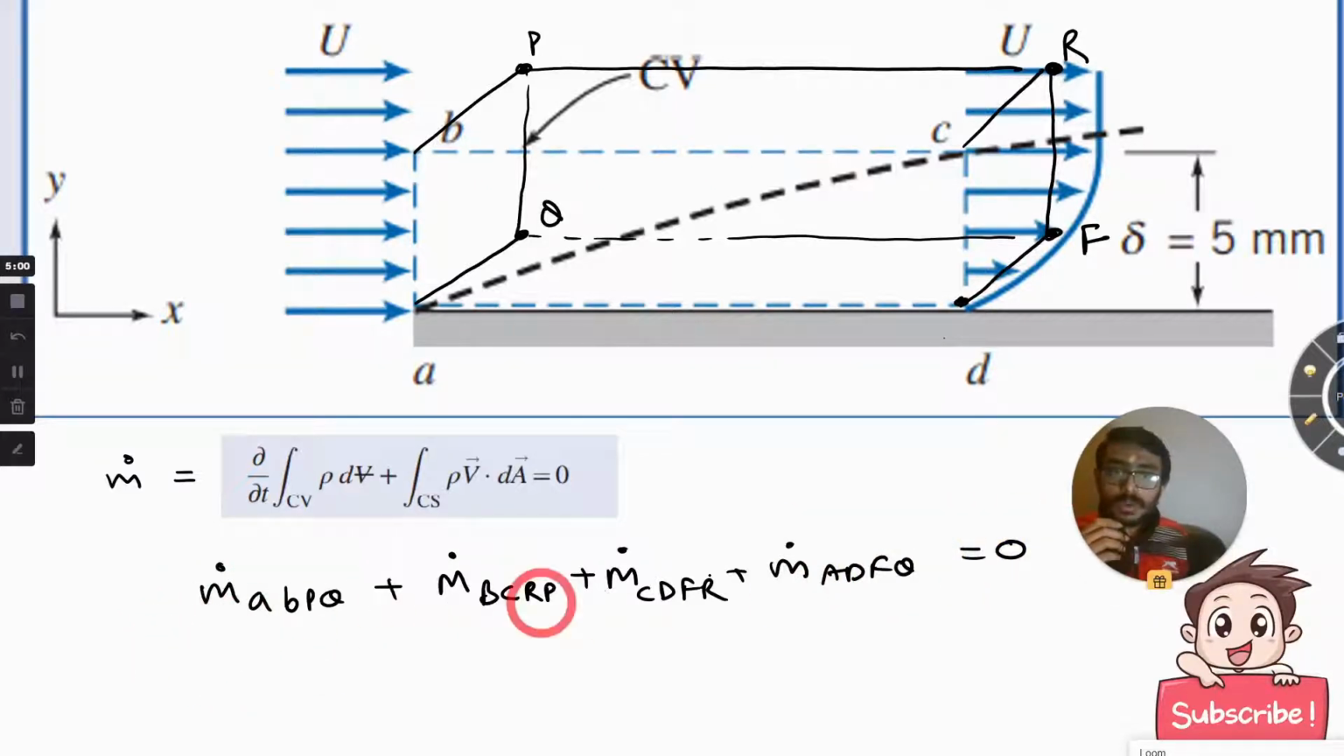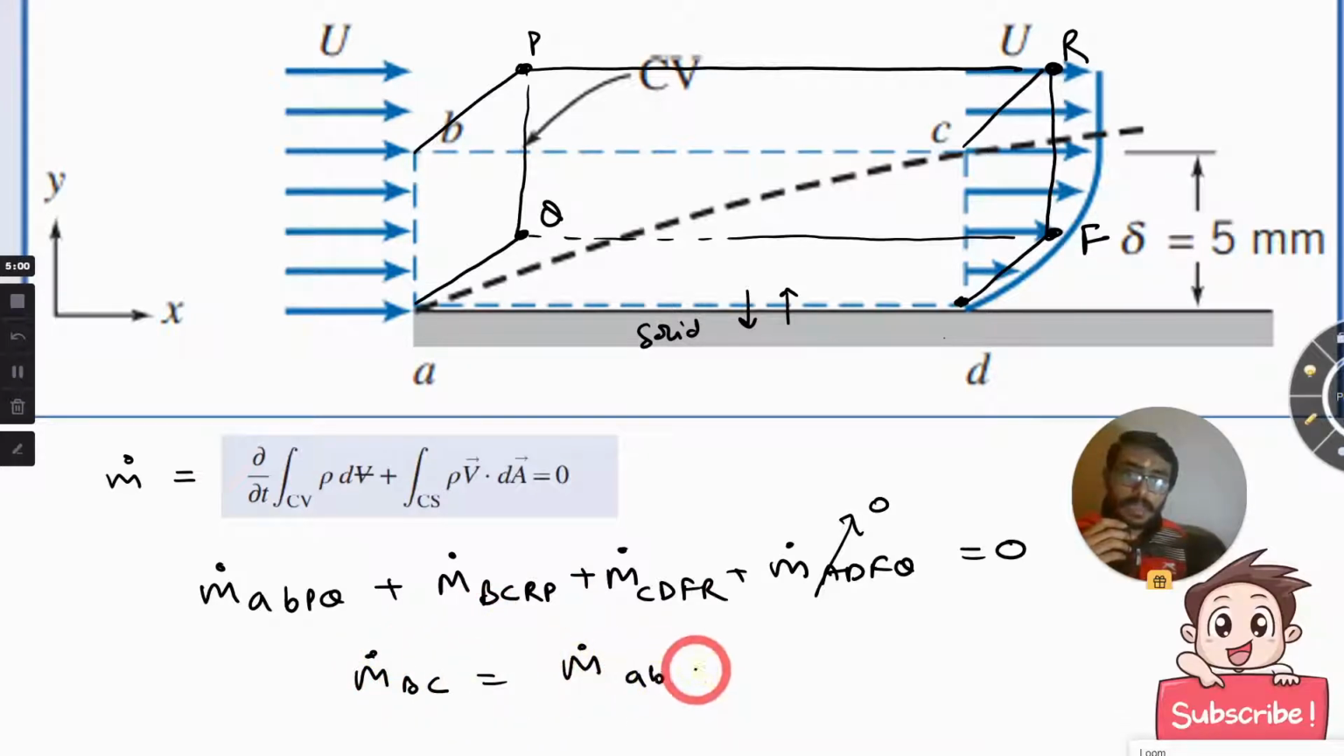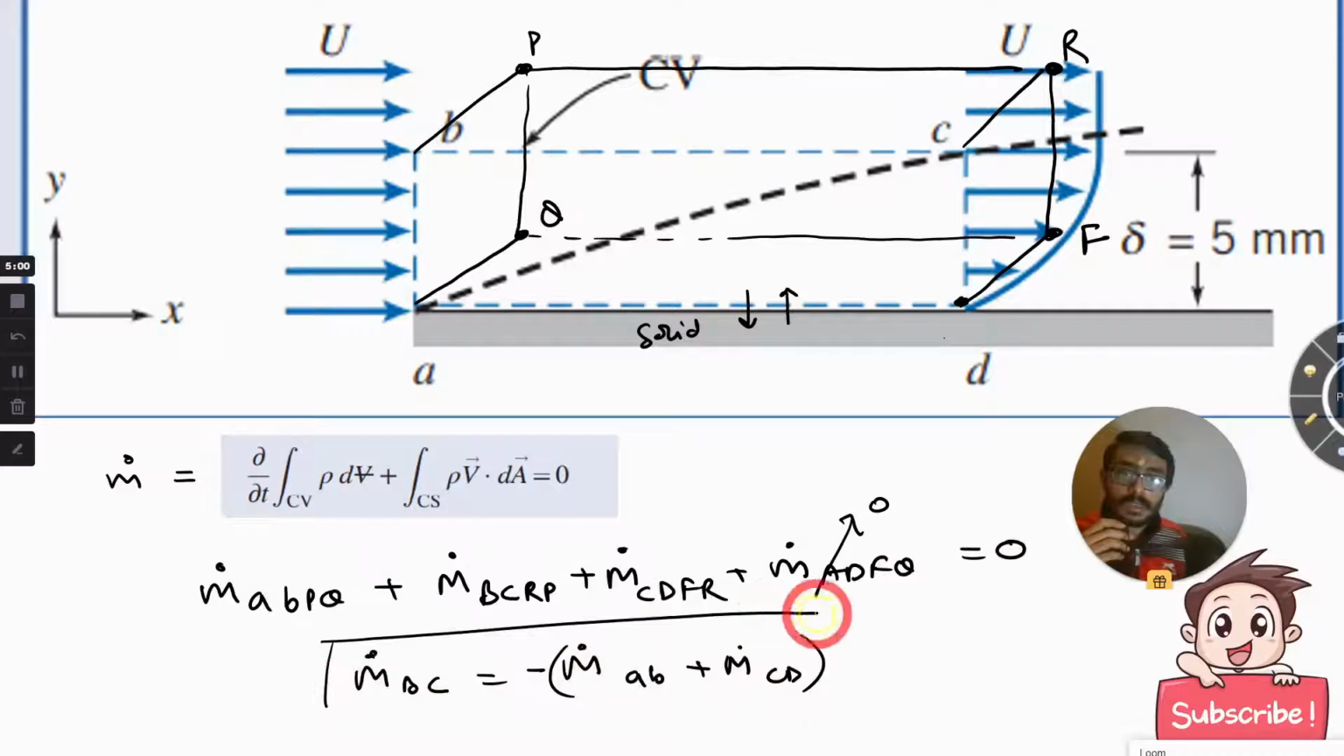Now I know that the mass flow rate across this AD solid boundary is 0, because it is a solid boundary. No mass can be exchanged across it. So we are left with these three bad guys. So the mass flow rate across BC will be equal to the mass flow rate across AB plus the mass flow rate across CD, with a whole negative sign, because everything is equal to 0. We are left with these two.